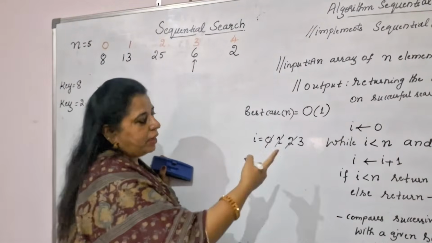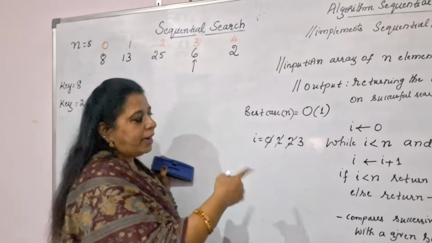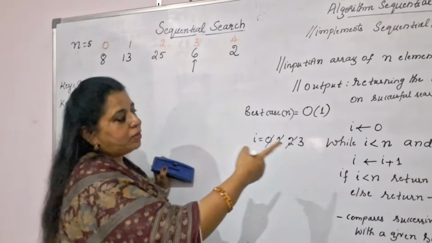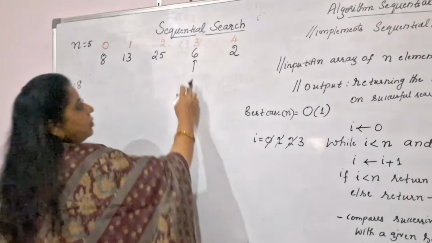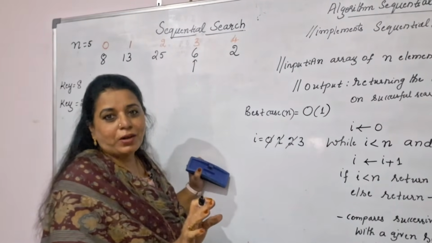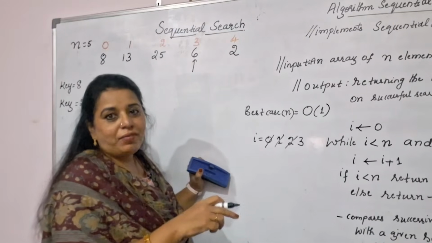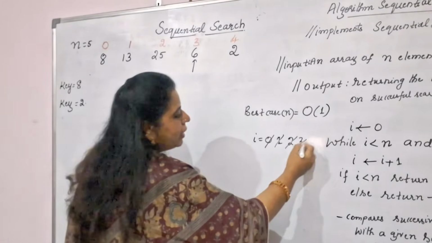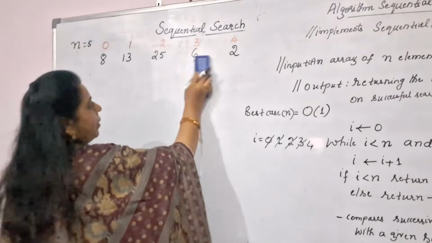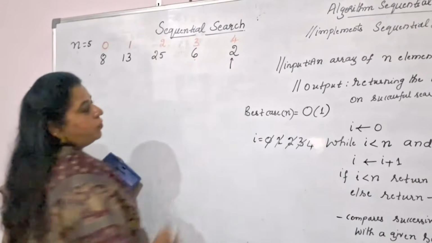Then next, once again the while loop will get executed. I less than n, I is 3, 3 less than 5, yes the condition is true. The A of I is not equal to k. What is A of I? It is 6. 6 is not equal to 2, yes 6 is not equal to 2. If the condition is true, it will enter inside the loop and it will increment the value of I by 1. So now I value is 4. So now it will point to this location 4.